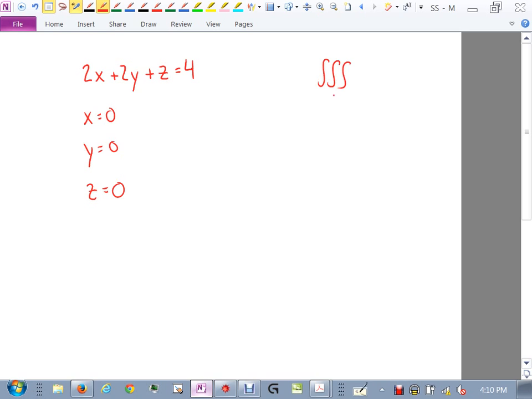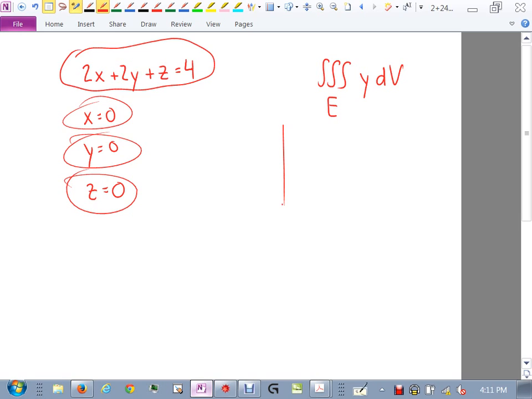We're trying to do the triple integral over E of y dv. Let's try and draw E first, if we can. x is 0, the YZ plane. y is 0, the XZ plane. z is 0, the XY plane. So that's pretty much like cutting three-dimensional space into the different octants, right? That's all of our coordinate planes that we've had before. But we also have this one right here.